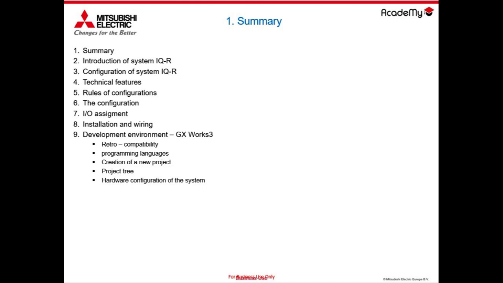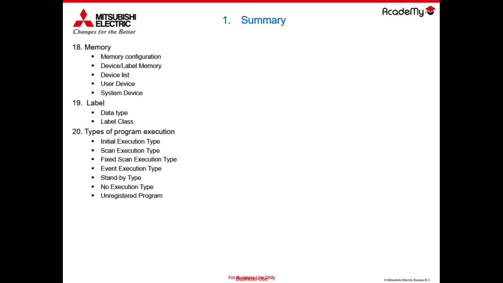61131-3 standard. We will see how to develop in GXWorks 3. We will discover and know the elements that characterize the project. It will be shown how to make a hardware configuration in GXWorks 3. We will talk about the memories that make up the PLC iQ-R, then about the device and the label.